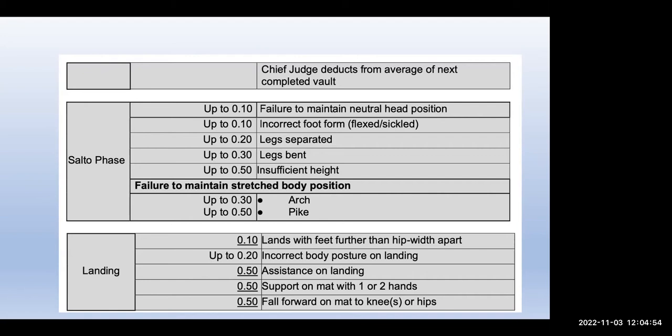We want to maintain a stretched body throughout the salto. This is for the 8-year-old and the 9, 10-year-old throughout the vault, up to 3 for arch, up to 5 for pike. So landing that layout salto for the 8-year-olds is landing with feet further than hip width apart. These are all just the same type of deductions as in the code of points. Body posture on landing. If they get assistance on landing, it's 5/10. So that would be like they're going to fall crooked or something. Support with their hands. Those are just typical fall deductions.